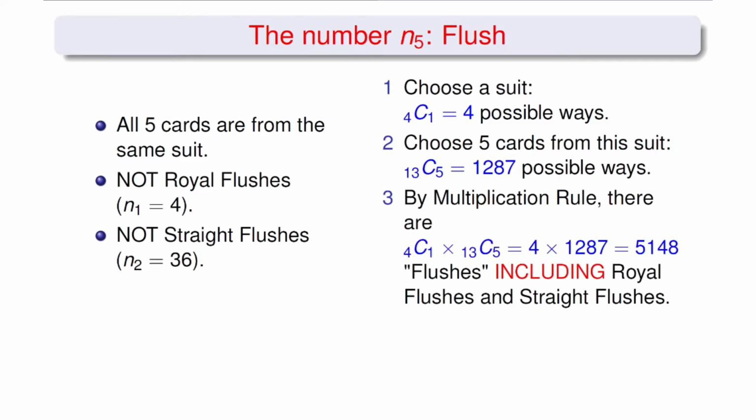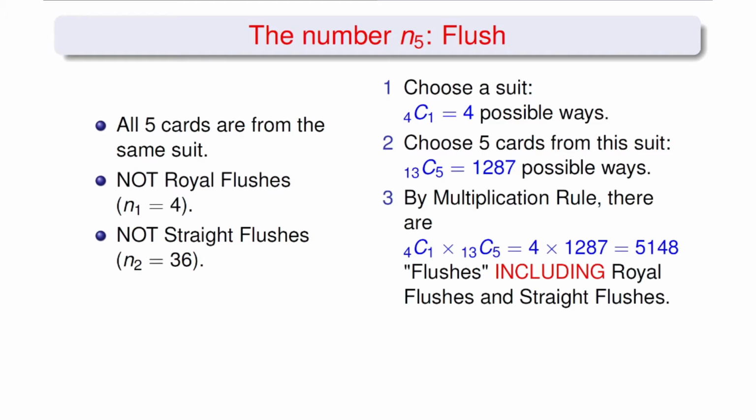So by multiplication rule, there are 4 choose 1 times 13 choose 5, which is 5148 flushes. Well, be careful. These flushes include the royal flushes and straight flushes. So in order to get the number of general flushes, we have to subtract the number of royal flushes and the number of straight flushes from 5148.